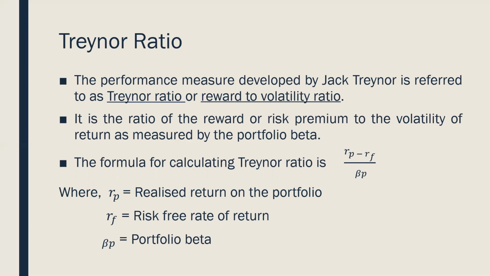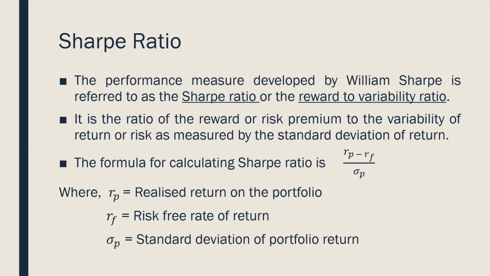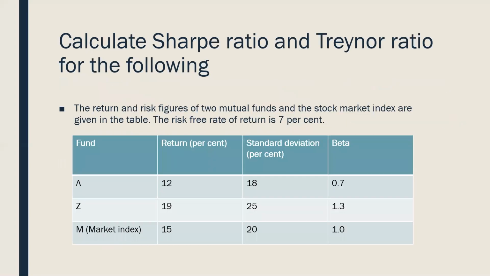Whereas, if your portfolio is not so well-diversified, that means there is an element of systematic risk and unsystematic risk in that portfolio. In that case, Sharpe's ratio will be the most appropriate because we are using standard deviation, which measures the total risk. I hope that much is clear. Now we'll move on to work out a problem with regard to Sharpe ratio and Treynor's ratio.